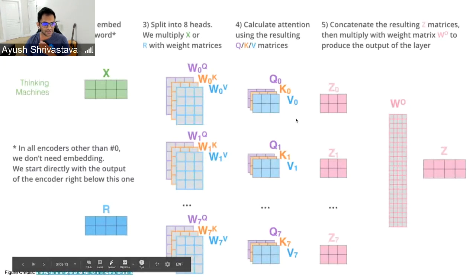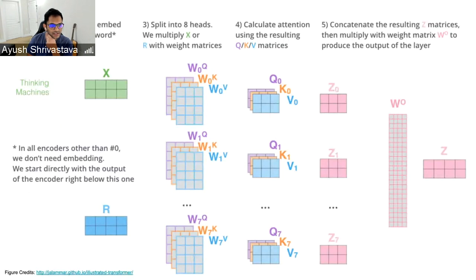So this is a small example. Let's look at how multi-head attention works in terms of tensors. Let's say our input consists of just two words, thinking and machines. We can embed them into word vectors. If we are looking at the first input to the transformer model, then these X would represent the word vectors of thinking and machines. But if we are looking at some intermediate input to an encoder layer, then this would be R, which would be the output from the previous encoder or previous decoder in whatever stack we are in.